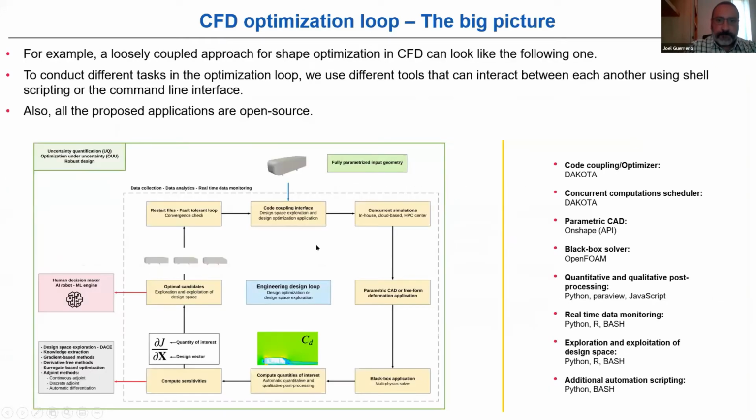So let me move here, and this is, for instance, the workflow that I usually use. See here that in this case we have the famous or infamous Ahmed body, now a classical case, and I'm connecting all these tools together to do this optimization. Everything is orchestrated by Dakota, which is the optimizer and code coupling, and also manages the concurrent applications. Then I modify my CAD using Onshape. The black box solver, including meshing, is OpenFOAM. Then you measure your quantity of interest, and here I use Python, Parametric, and JavaScript.